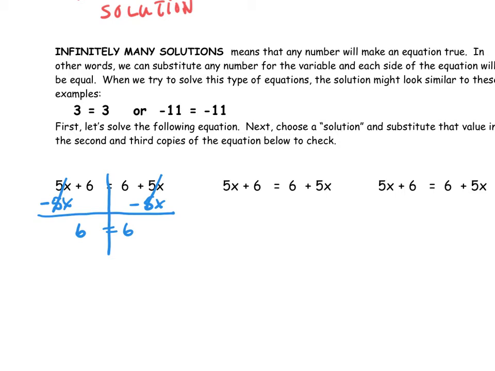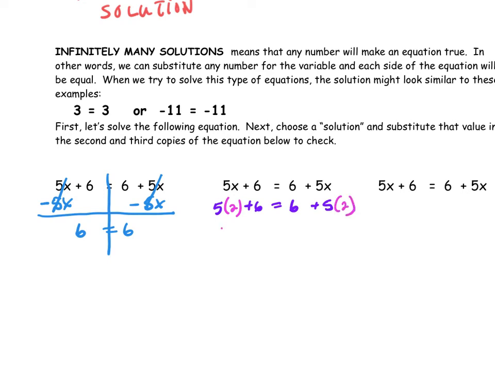solve this. So I'm going to choose any number. I'm going to start with an easy one, like 2. So I'm going to fill in my x on both sides with 2. I'm going to start with 5, and I'm going to fill in 2 where the x is. And I'm adding 6, and on this side I'm starting with 6, and I'm adding 5 times negative 2.